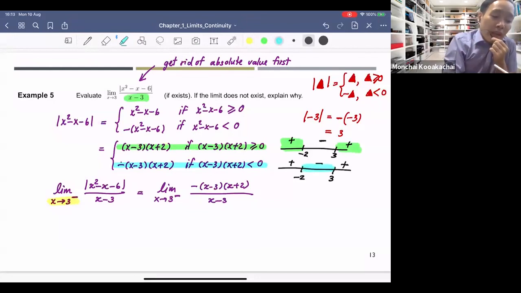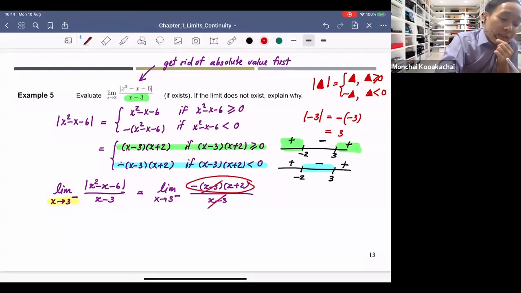So that means when x approaches 3 from the left, you're going to use the function that I highlighted in blue. That means I use this function and this is going to cancel out. What you have left is the limit of negative (x plus 2) as x goes to 3 from the left. And that is negative 3 plus 2, which is negative 5.